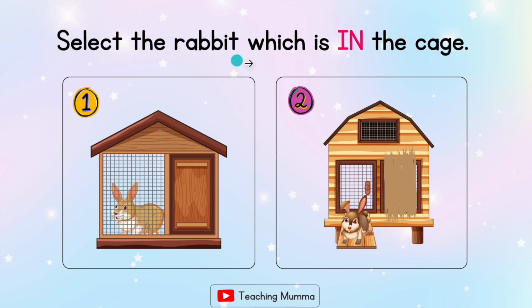Select the rabbit which is in the cage. Option 1, option 2. Okay, so can you see? In option 2, the rabbit has come out of the cage and is looking at you. And in option 1, the rabbit is inside the cage. So, where do you think is rabbit in the cage? Option 1 or option 2? Option 1, correct.